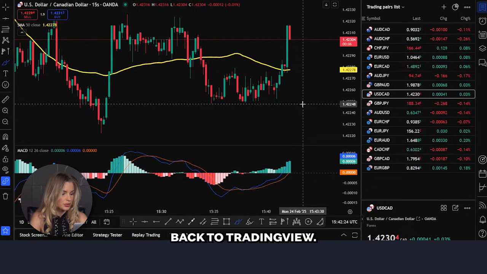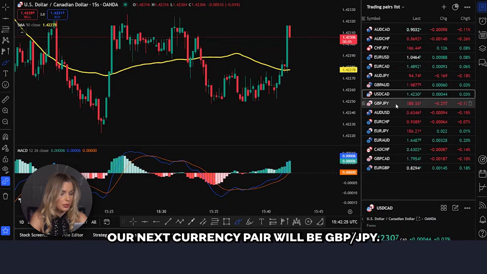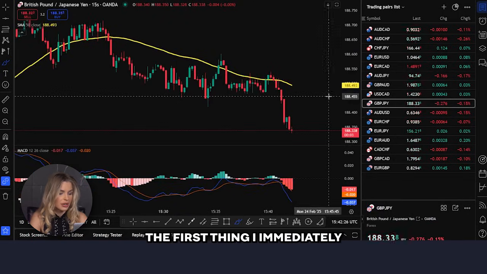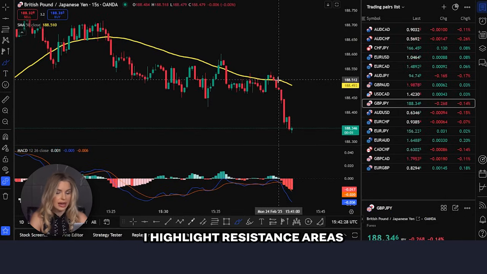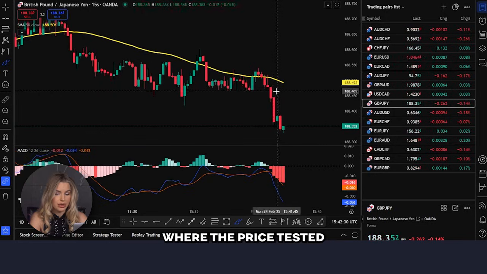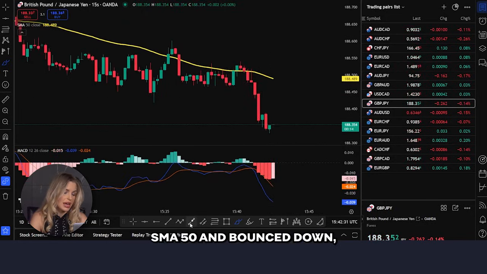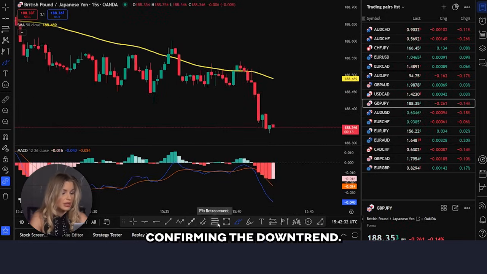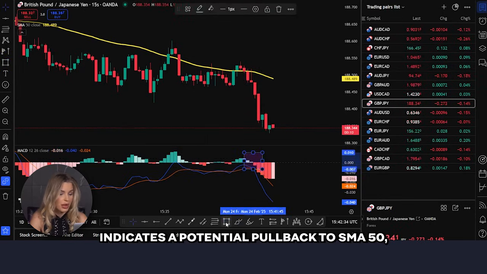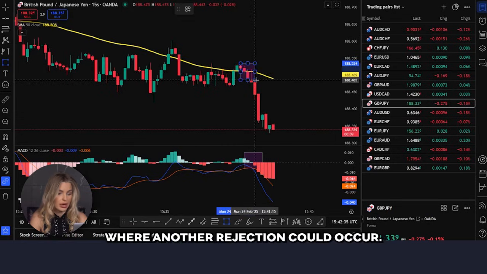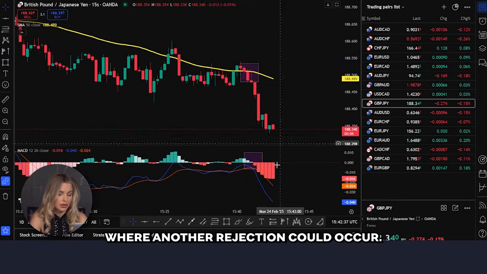Back to TradingView, our next currency pair will be GBP/JPY. The first thing I immediately notice is the key resistance zones. I highlight resistance areas where the price tested SMA 50 and bounced down, confirming the downtrend. The green arrow indicates a potential pullback to SMA 50, where another rejection could occur.